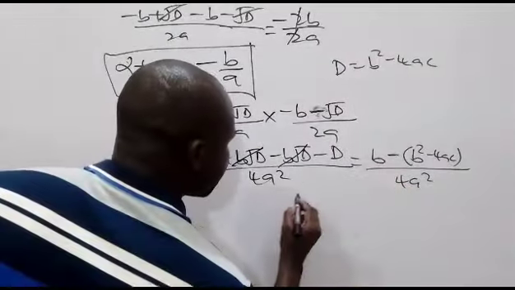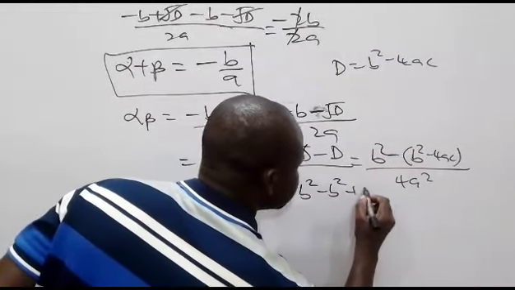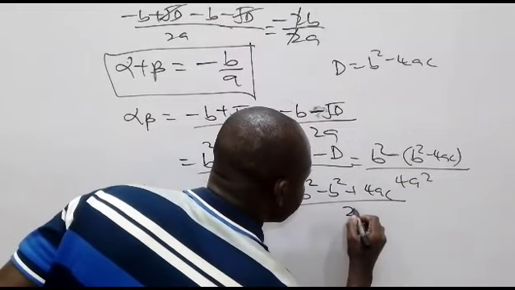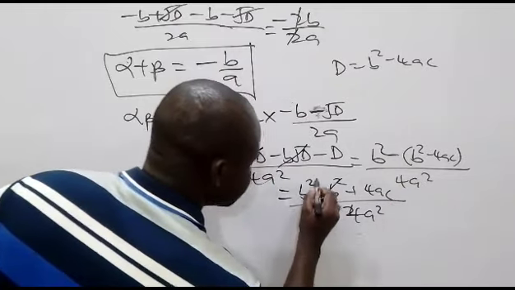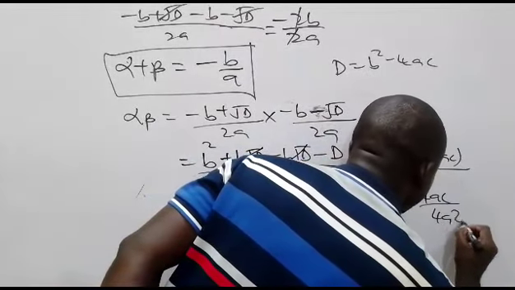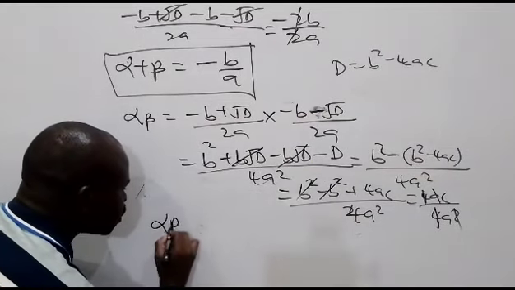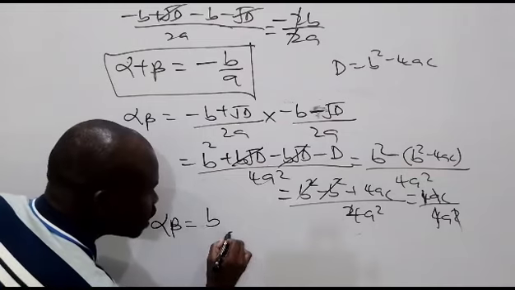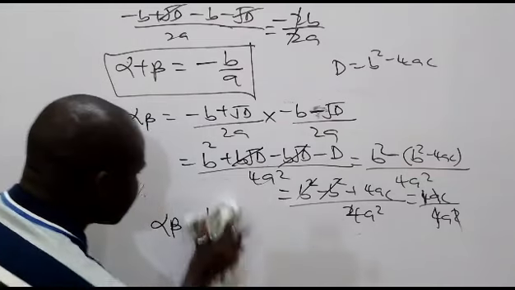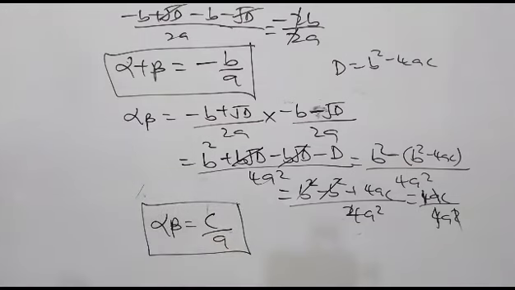Then if we open up the numerator, we are going to have b squared minus b squared plus 4ac all over 4a squared. Minus b squared will cancel b squared. At the end of the day, we are left with 4ac all over 4a squared. 4 will cancel 4. A will take care of one a. So the product by formula is given by c all over a. This is the formula to find the product of the roots of a quadratic equation. This is for the sum and this is for the product.